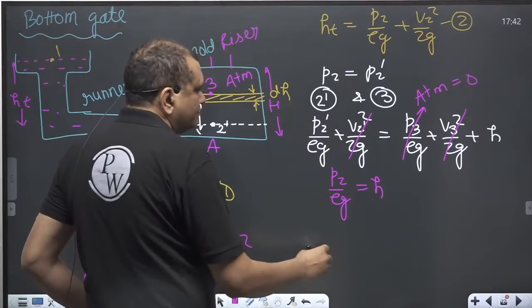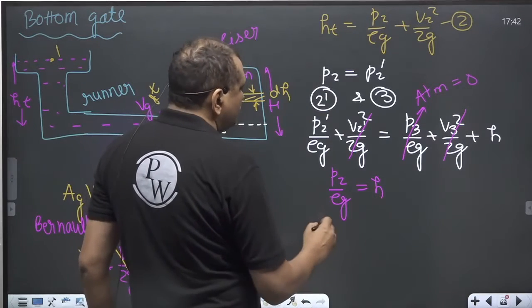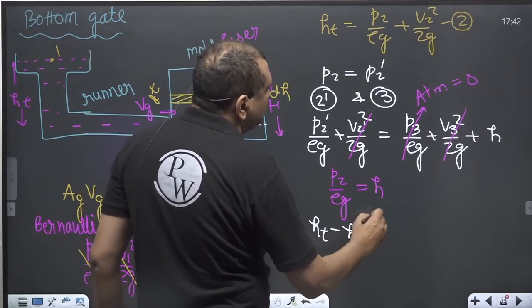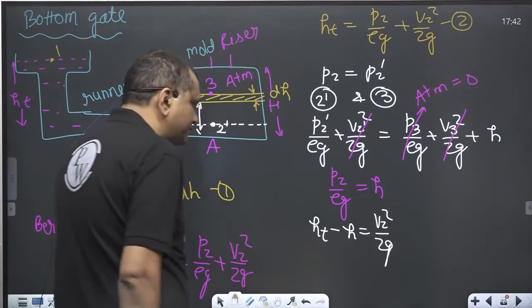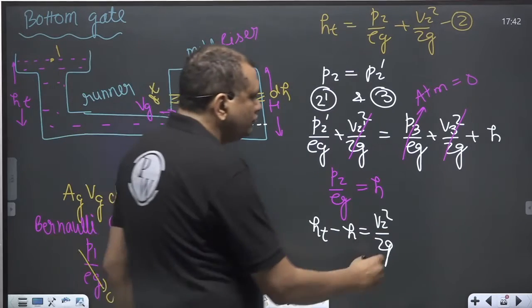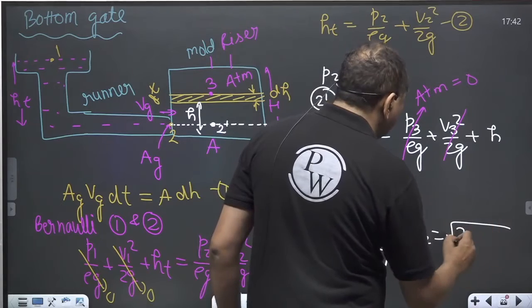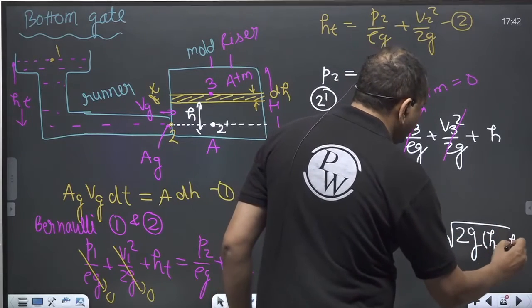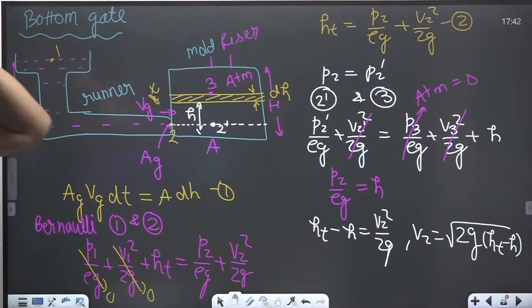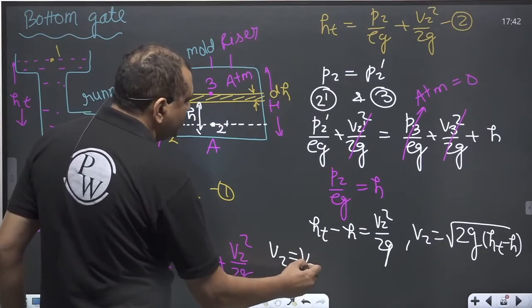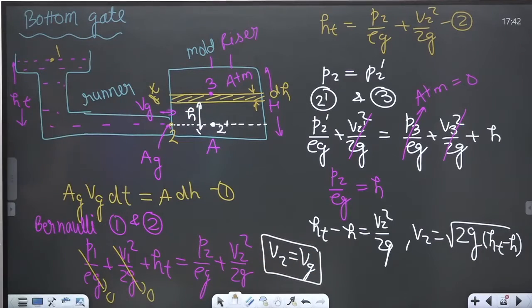Put this here. So, can I say Ht minus h is equal to V2 squared by 2g. V2 is nothing but root of 2g times (Ht minus h), because V2 is Vg only. Put this V2 here.